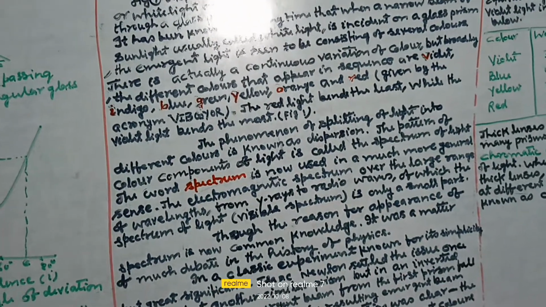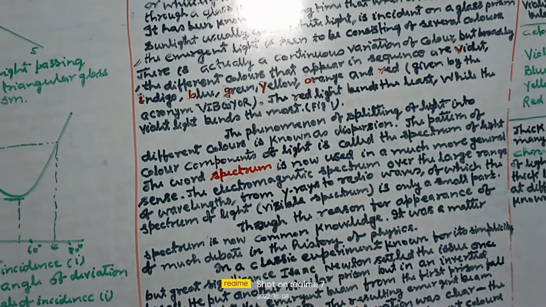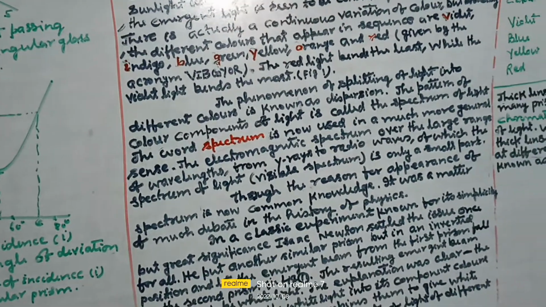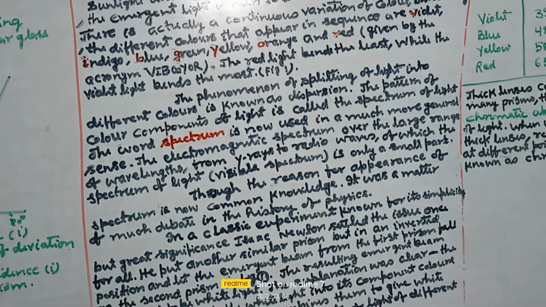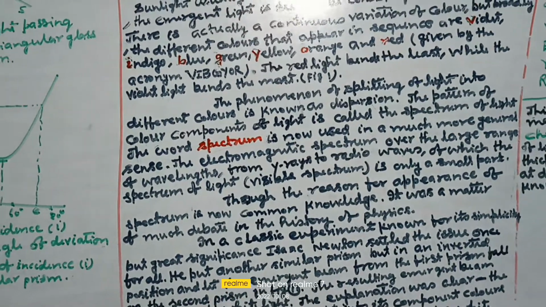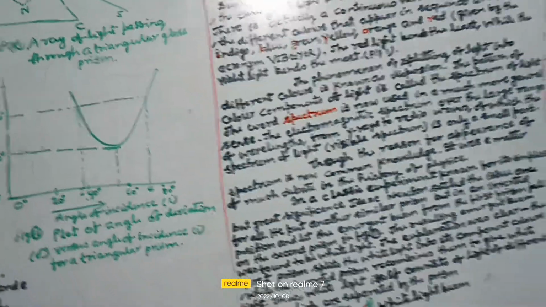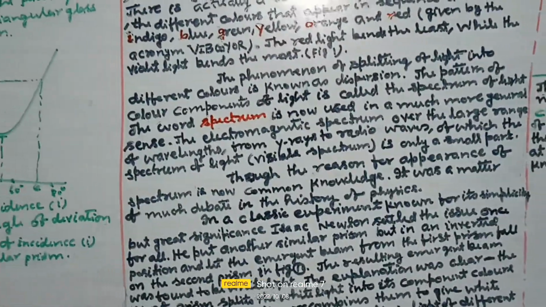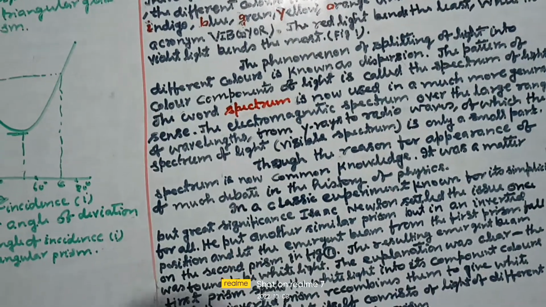The word spectrum is now used in a much more general sense: the electromagnetic spectrum over the large range of wavelengths from gamma rays to radio waves, of which the spectrum of light, the visible spectrum, is only a small part. Though the reason for the appearance of a spectrum is now common knowledge, it was a matter of much debate in the history of physics.